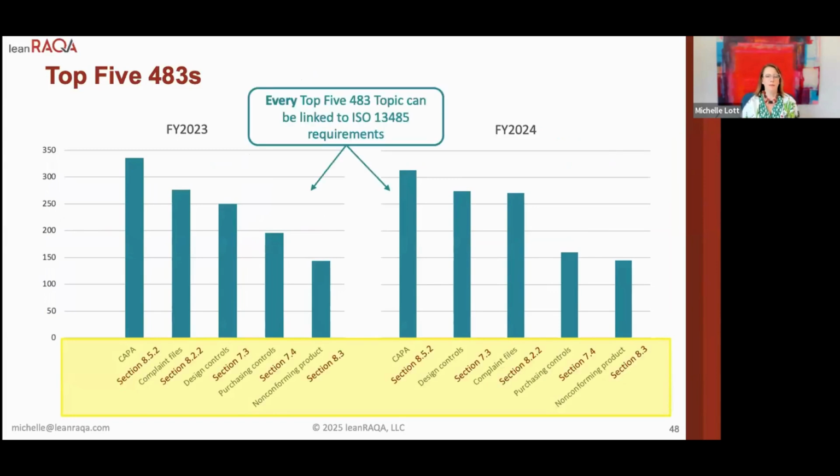So if we look at the top 5 483s for the last 2 fiscal years, and this goes back way more than just 2 fiscal years, it's almost always the top 5 in some order: CAPA, complaints, design controls, purchasing controls, and non-conforming product. And all of these can be mapped to different sections in ISO 13485. So just imagine what FY26 findings are going to look like. Since these have been the top 5, now it's just going to shift to these areas of ISO 13485 that are not being met.